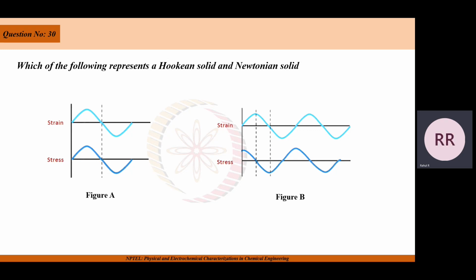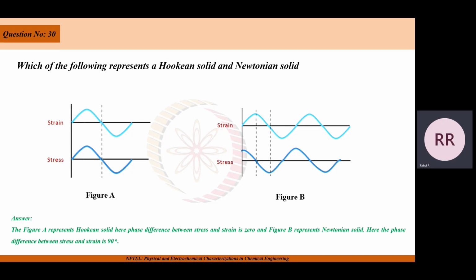Well, I hope you had enough time to think about the answer. The answer is figure A represents the Hookean solid. This is because the stress and strain plots here have zero phase difference, whereas figure B corresponds to a Newtonian solid. Here we can see that the stress and strain graphs are separated by a 90-degree phase. So when there is a 90-degree phase shift between stress and strain, it corresponds to a Newtonian solid, and when there is a 0-degree phase shift, it is a Hookean solid.